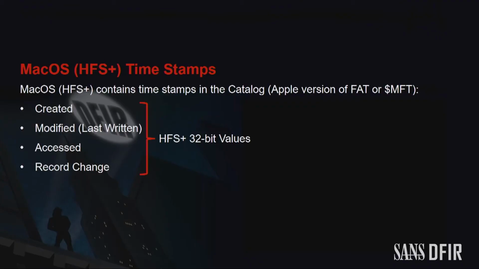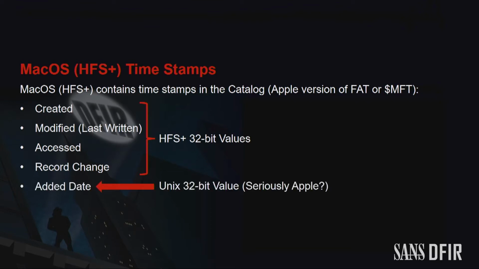Then Apple kind of went off the rails a little bit, and they added another timestamp, and this is called the added date. And when you look at these first four in the catalog, they're all nicely together in a nice little section, one after the other, all nice and neat. But then right at the end of the catalog record for a file, crammed in at the very end, is something called the added date. And this added date is not even in the same format as the others. This is crammed in as a Unix 32-bit value. Now, for a company that's so hung up on aesthetics and design, this is really crap. So, I love Apple, but this is stupid.